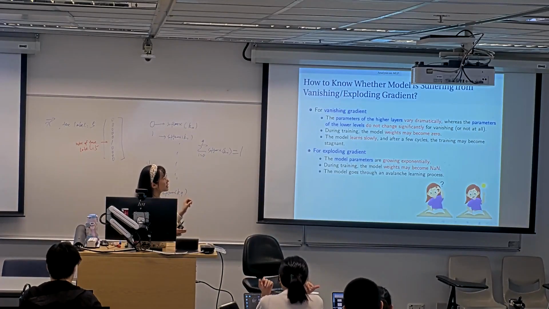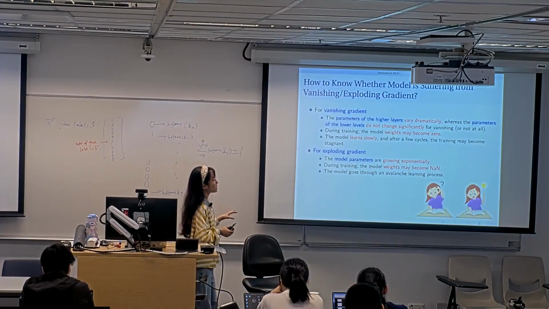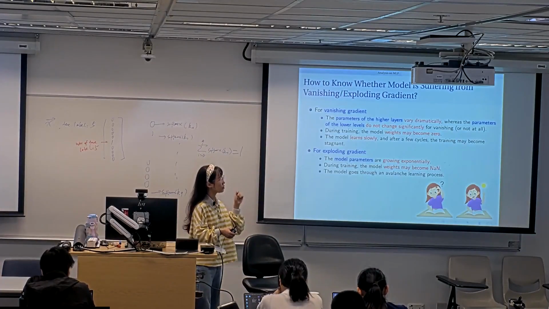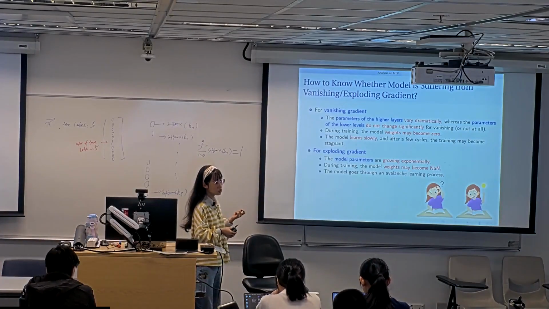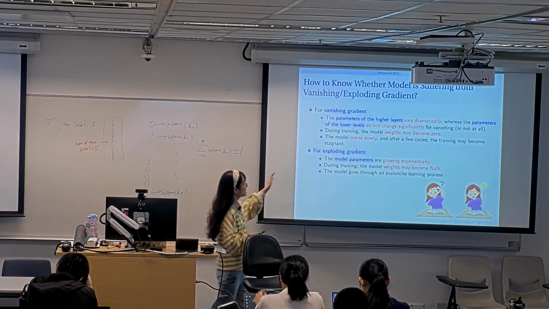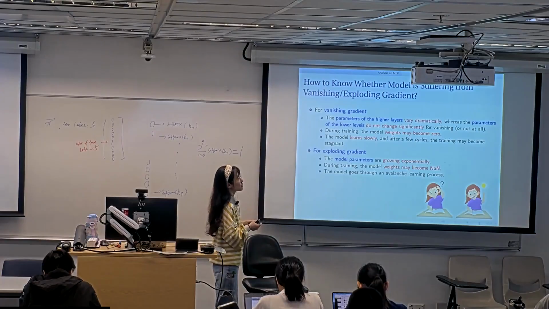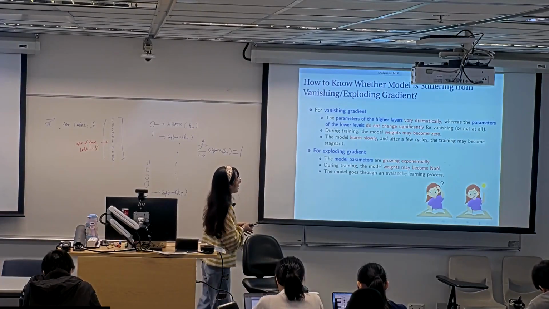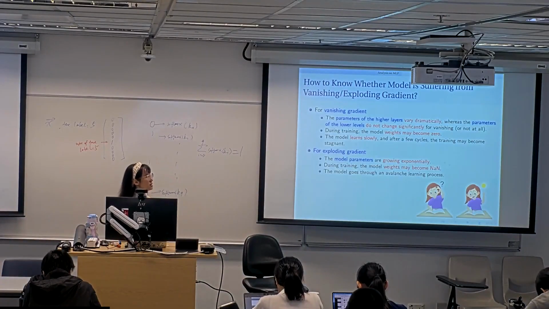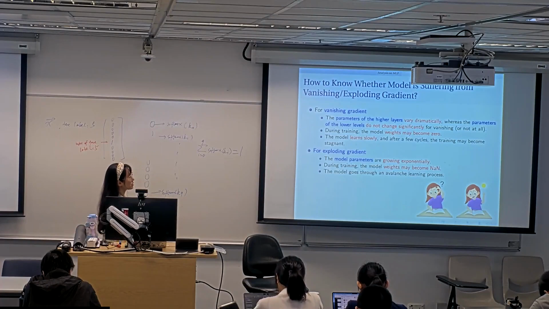And during training, if you find that the model weights just become 0, that's also possibly because of vanishing gradients. And if you find the model learns very, very slowly, and after a few cycles the training just becomes stagnant, it's also vanishing gradients. So these are some signs that you're suffering from vanishing gradients.